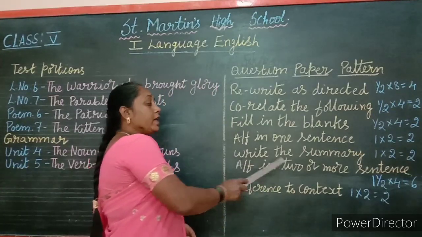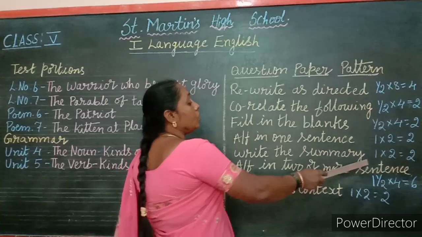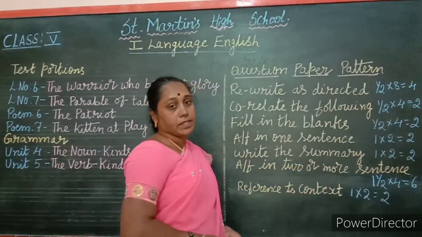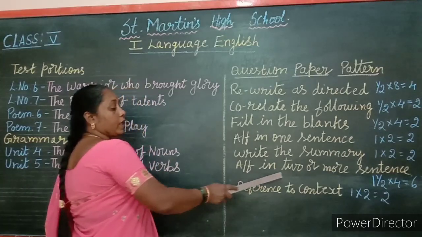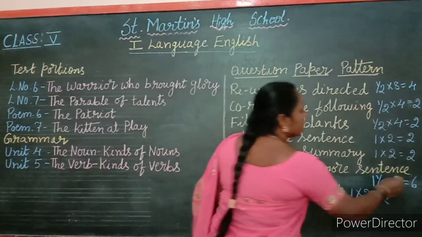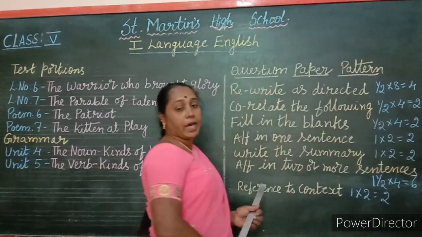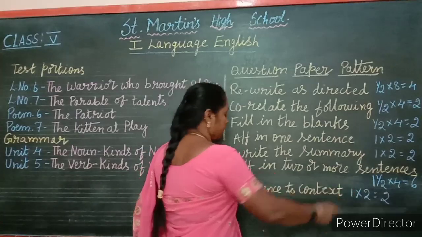Next main, write the summary. You have to write the summary of the poem given there. So it carries 2 marks. The summary carries 2 marks. Then next, answer the following in 2 or more sentences. So here each question carries 1.5 marks. Altogether you have 4 questions, totally 6 marks.